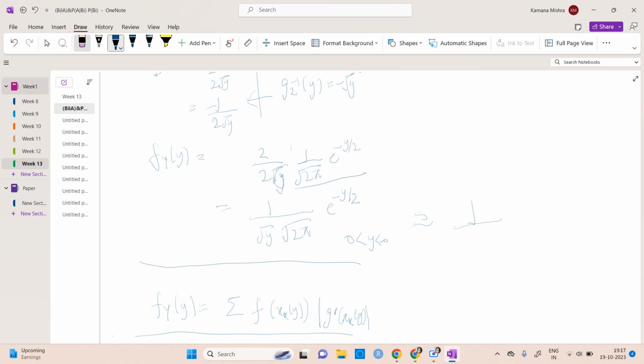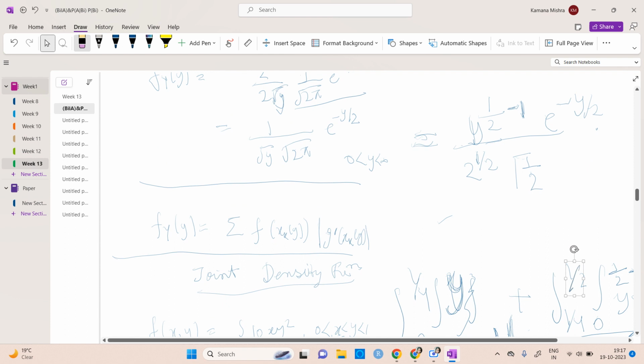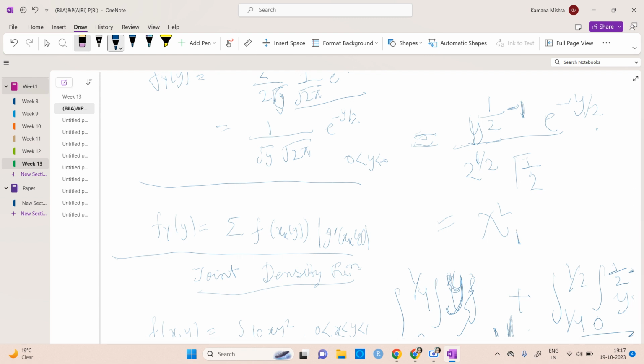So 1 upon 2 to the power half, and for root pi we can write gamma half, since under root pi is gamma half, and then e to the power minus y by 2, and for under root y we can write y to the power 1 by 2 minus 1. This is nothing but the chi-square distribution with 1 degree of freedom.